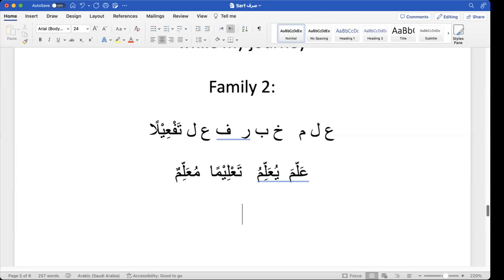The second layer will be the majhuls of these: majhul of fi'l mazi and muzari. Masdar cannot have a majhul, and the fa'il will have a maf'ul. Now, what will be the maf'ul of allama? What is the maf'ul? We have learned that, right? Maf'ul mazi. So how will you make it from allama?